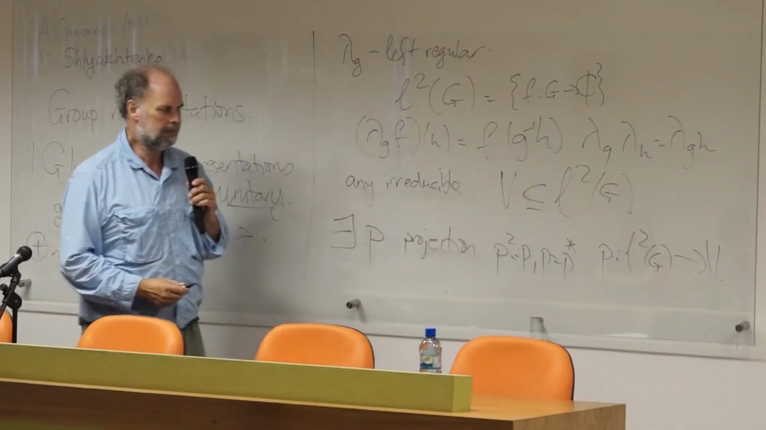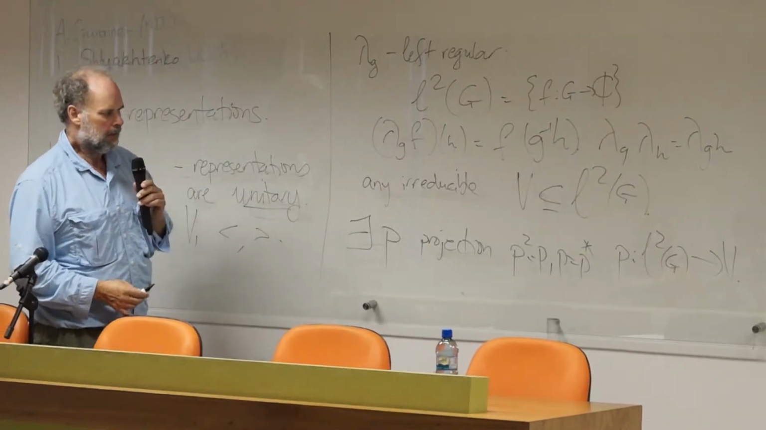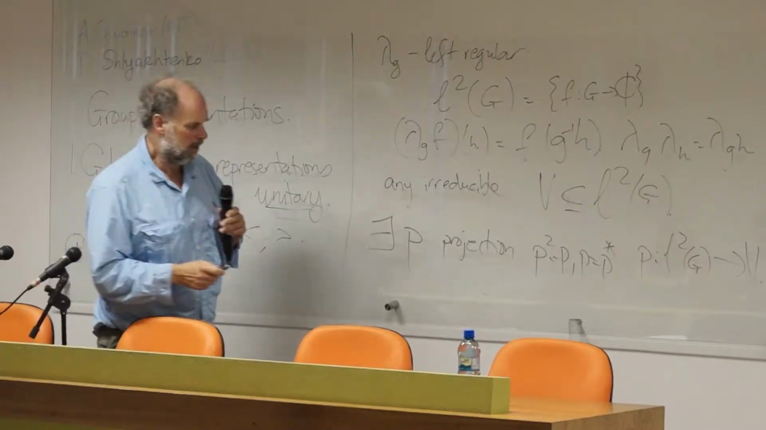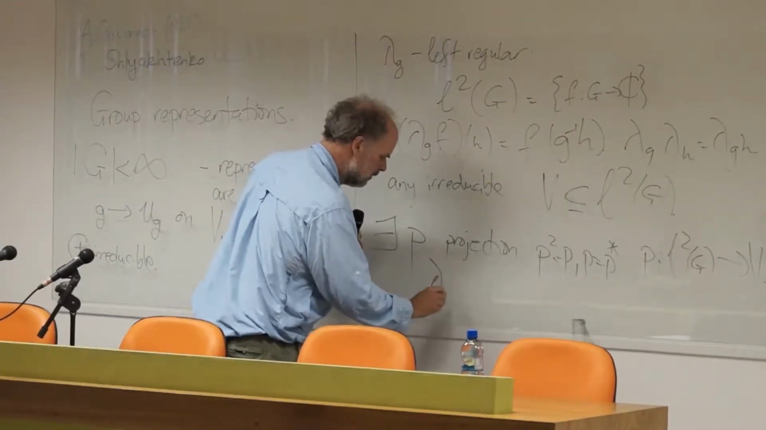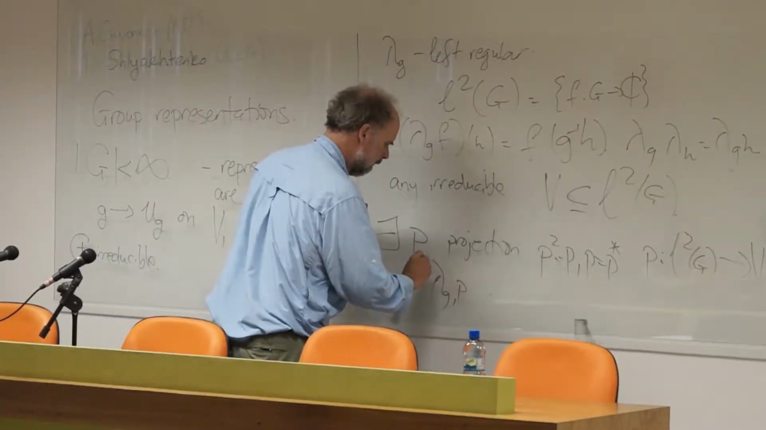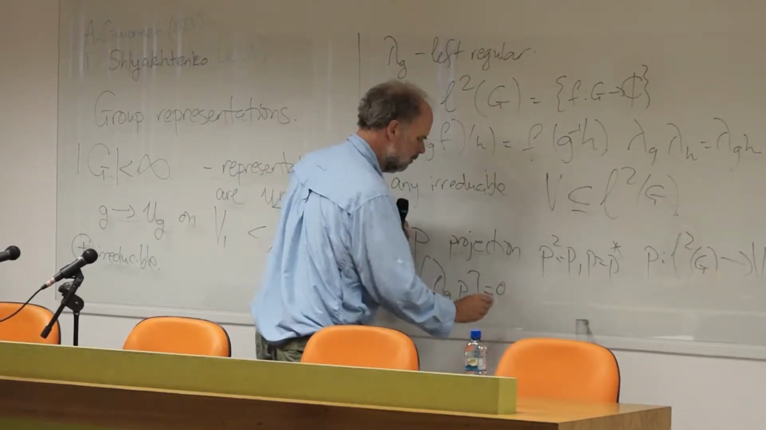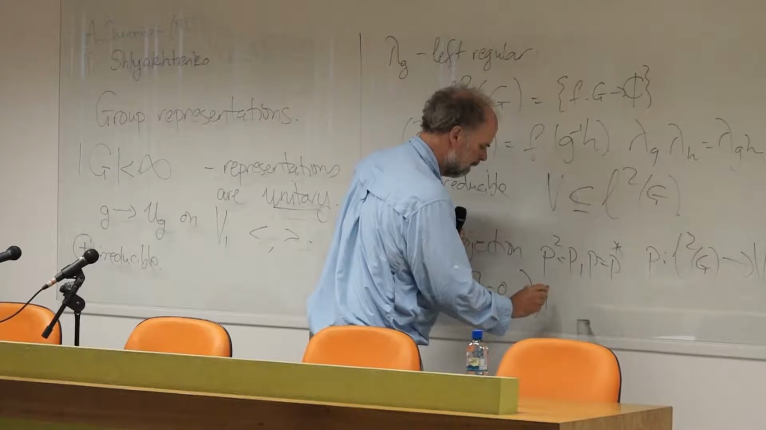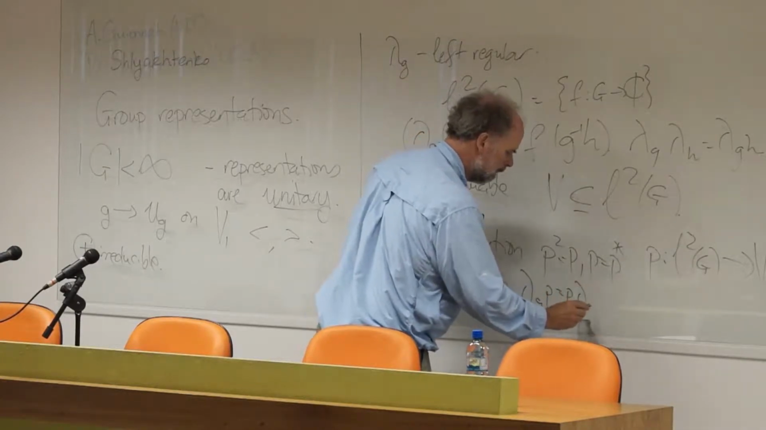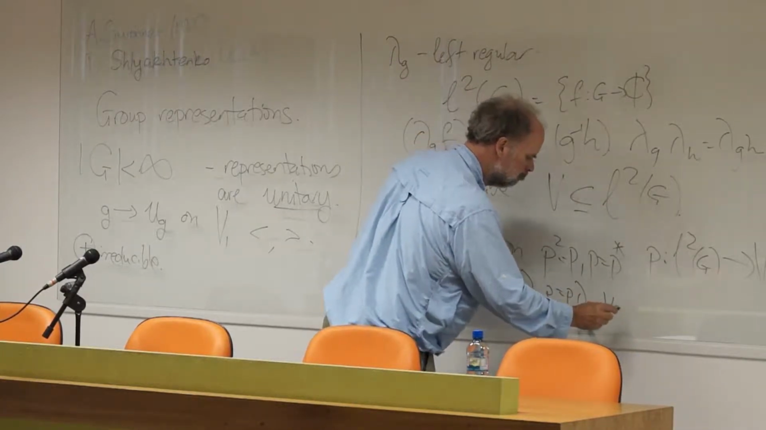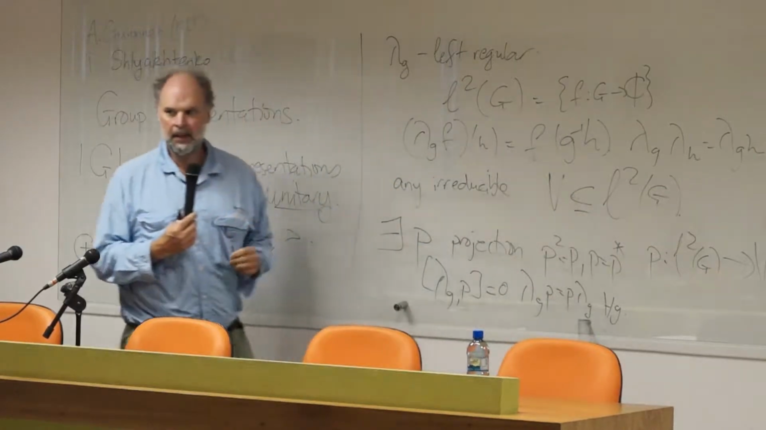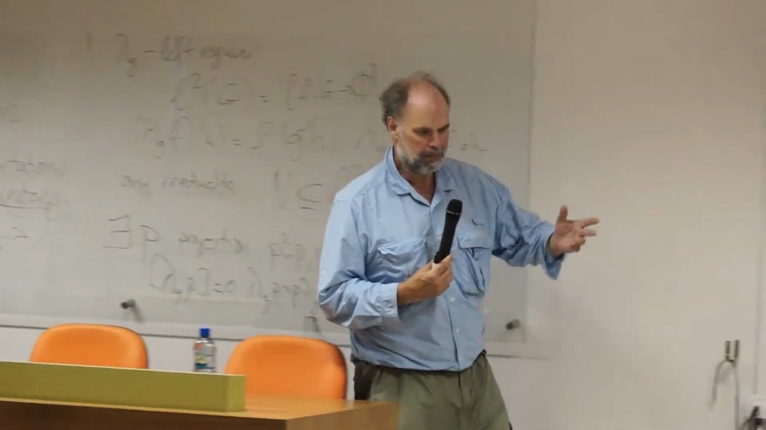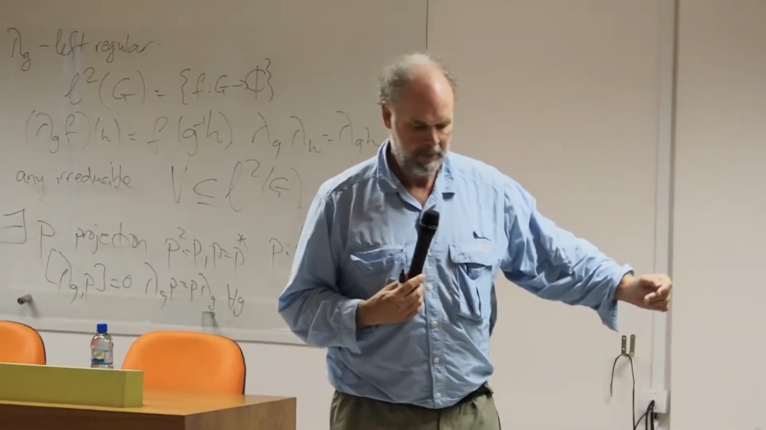And to say that G leaves the subspace V invariant is simply the same thing as saying that lambda_G commutes with P for all G. So the study, therefore, of representations of, let me get some more space if I can bring this board over, is that all right?